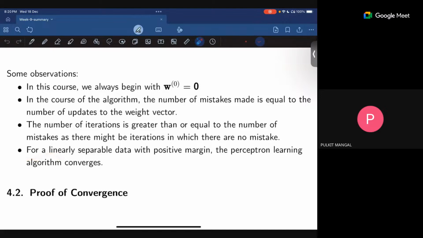And the most important note is this, that for a linearly separable data, yes, Karthikeyan, doubt: how can it be greater? For the last iteration, when it will not make any mistake, the number of iterations will be greater, because you have to make one more iteration to confirm that no mistakes are being made. That is the point where your algorithm will terminate. So it is always plus one.